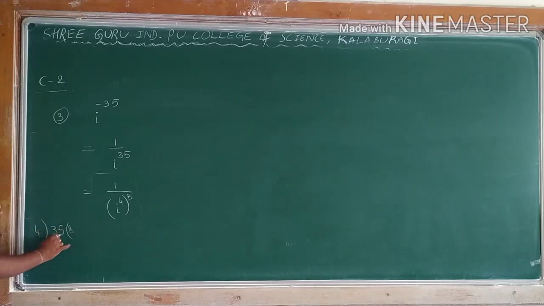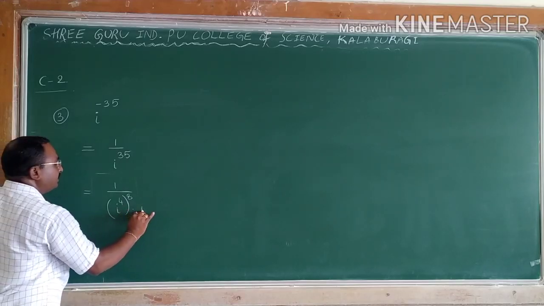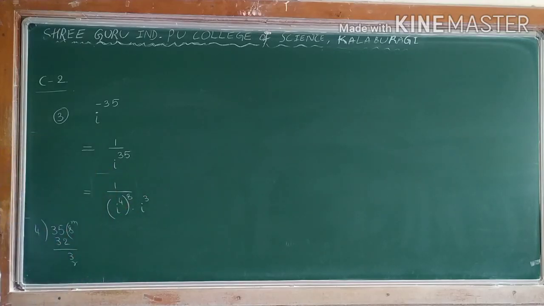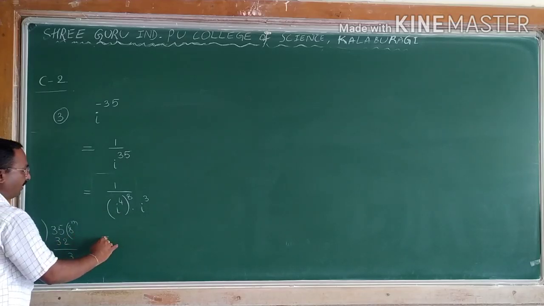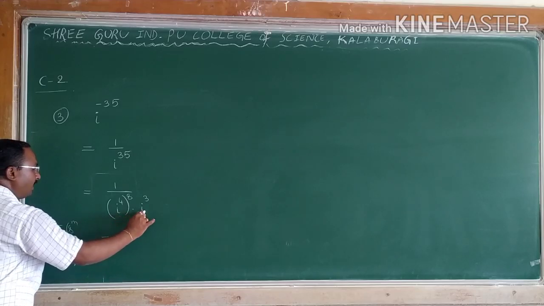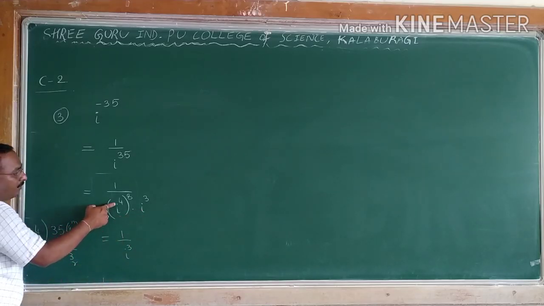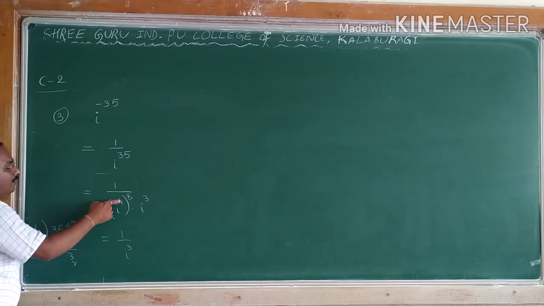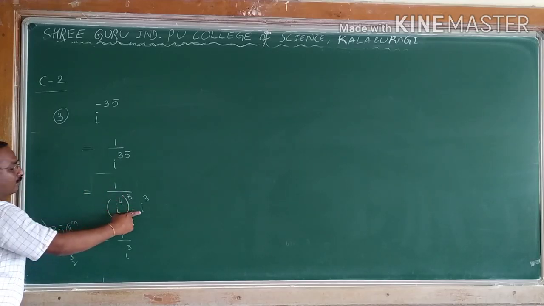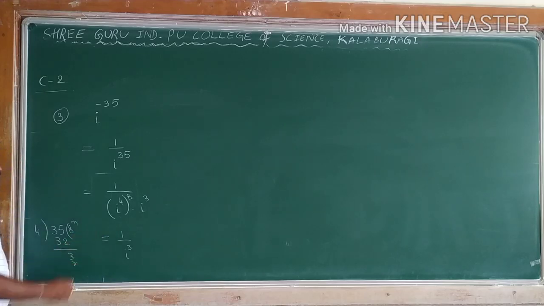4 8s are 32, remainder 3. This is m, this is r. 4m plus r. Remaining is what? Cubic. This value is what? Always 1. 1 into i cube. Here i power 4 is what? 1. 1 to the power 8, 1. Only the i cube is present.